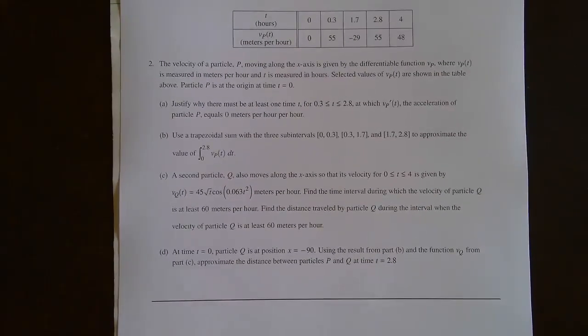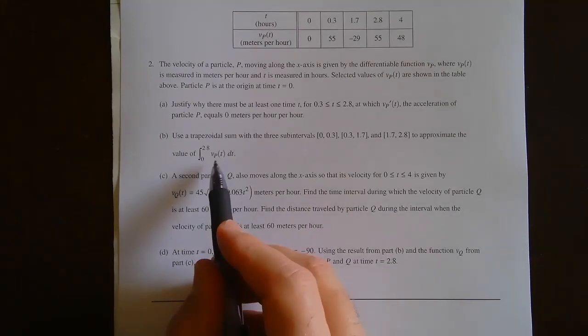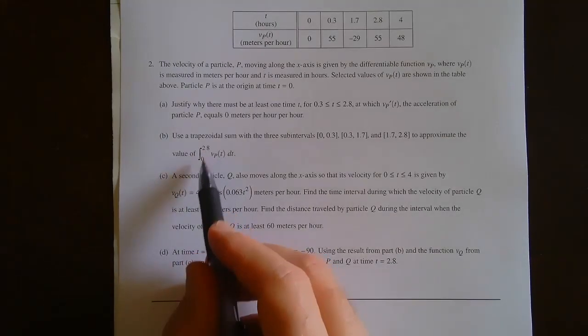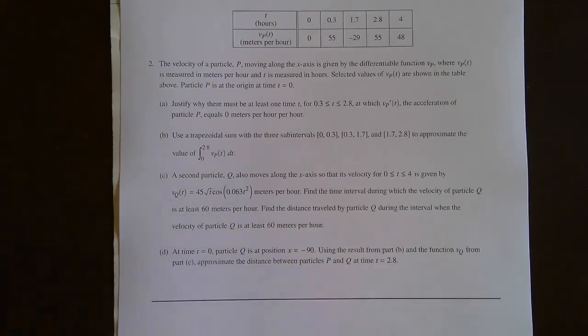Okay, guys, let's go to part B. For part B, I'm going to slide down a little bit. For part B, use a trapezoidal sum with the three subintervals 0 to 0.3, 0.3 to 1.7, and then 1.7 to 2.8 to approximate the value of the integral from 0 to 2.8 of v sub p of t dt. Now what this is going to give you is the change in position between 2.8 and 0, right? So that's called displacement in physics, or in here it's called displacement too. So we're going to use a trapezoidal sum to estimate this. Let's go to our paper and do that.